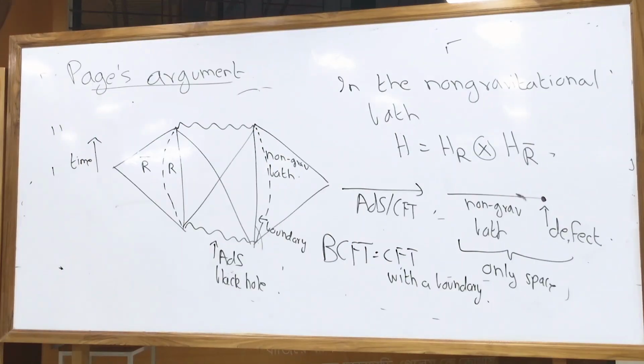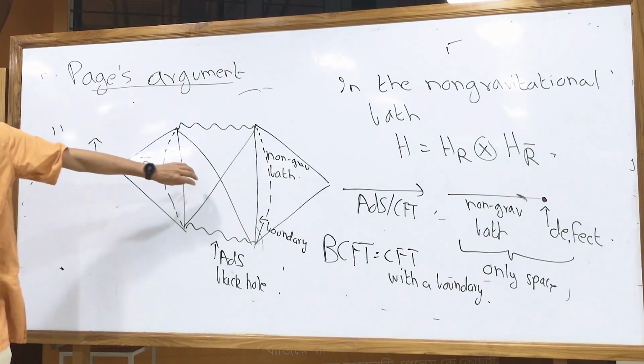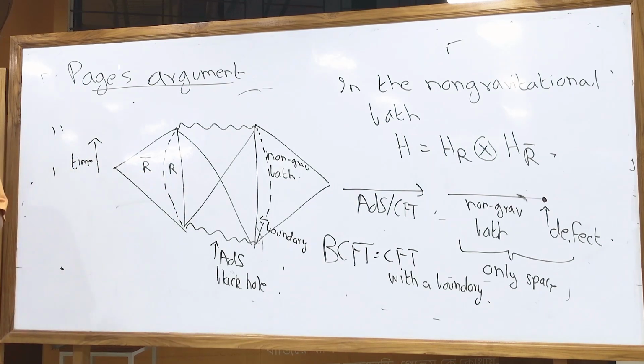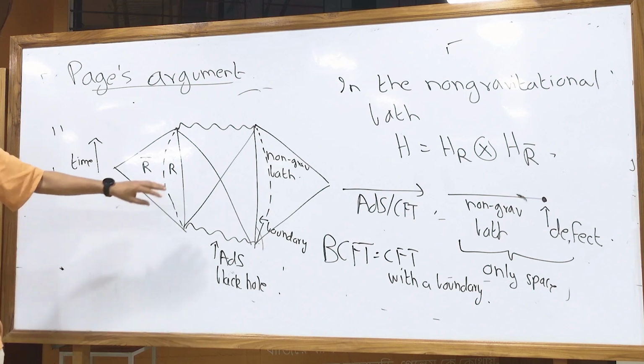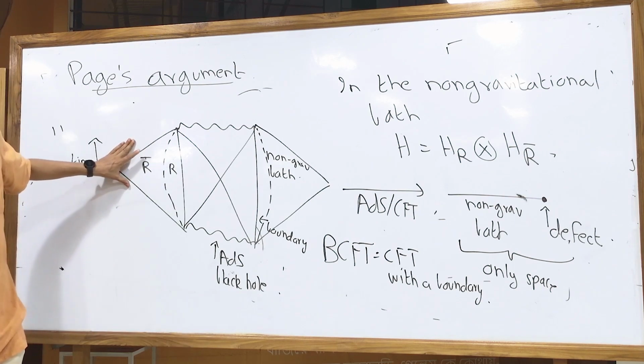So what did I say? I said, take a black hole in anti-de Sitter space. Not a black hole in flat space. Take a black hole in anti-de Sitter space. Couple anti-de Sitter space to a bath.